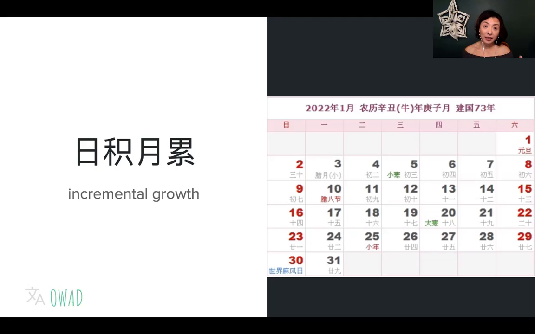And this is highly valued. This is how people lived before, right? You accumulate over time, whether it's wealth or your crops, whatever you want to grow, you accumulate over time. You're not going to get it all at once in one big chunk. No, things trickle in. So you have this incremental growth concept.